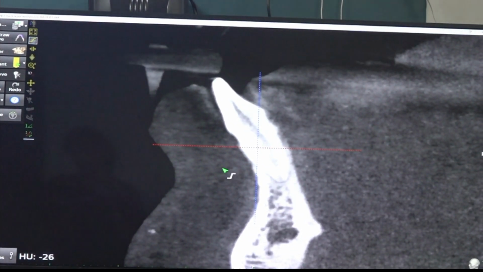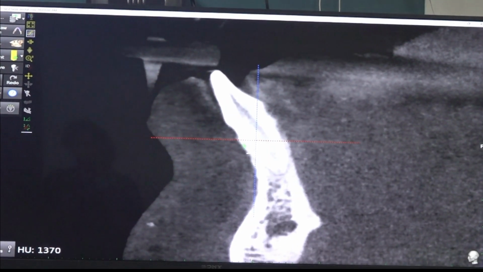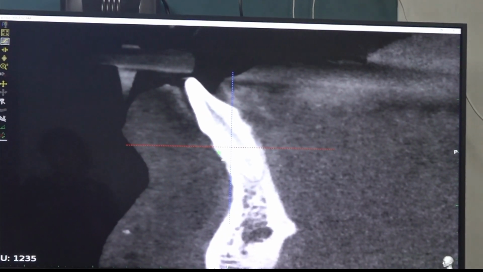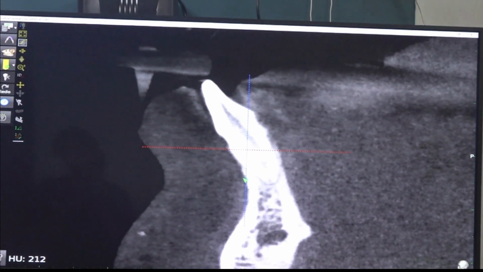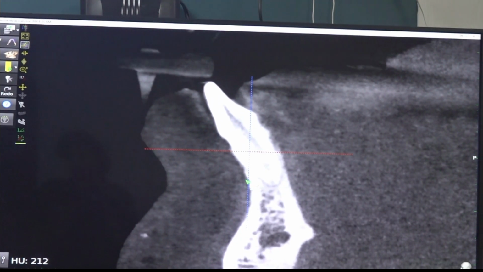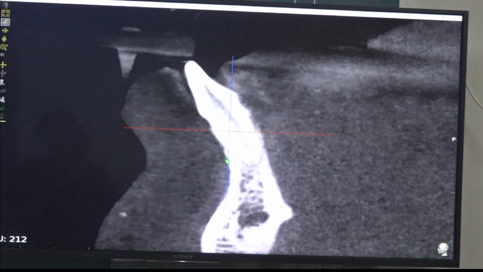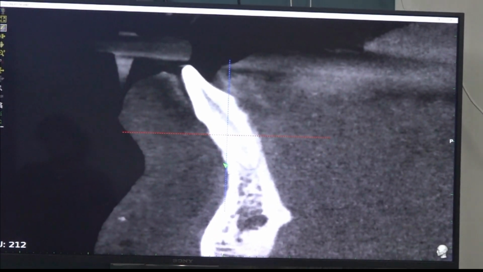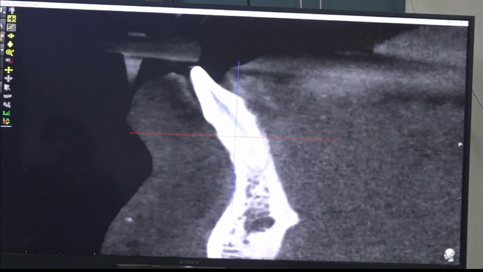Whether to choose basal or compressive depends on certain factors. But for mead extraction cases, what I am telling is, if there is no labial plate but the lingual plate is good, then you can go for basal, because if you put compressive, the threads will be exposed labially.